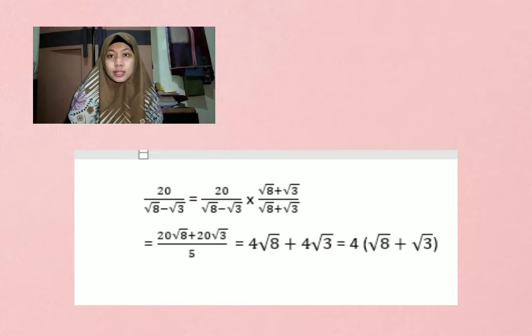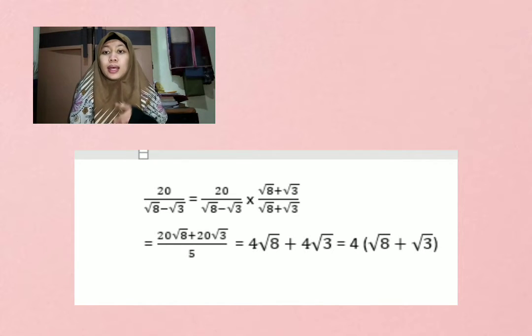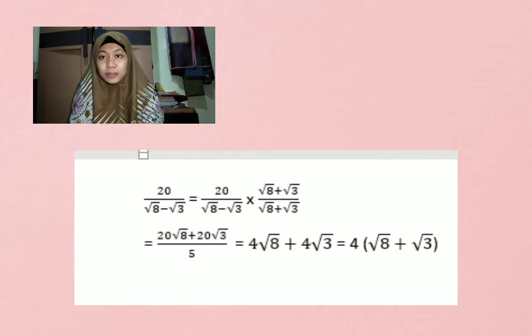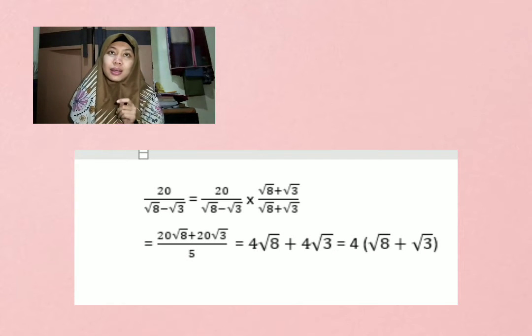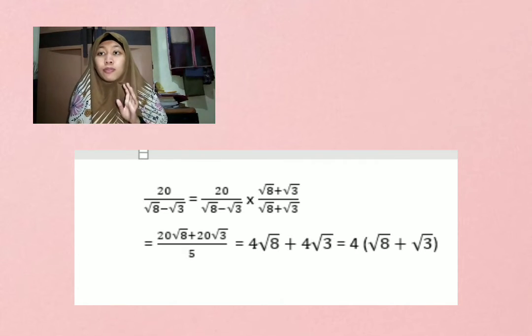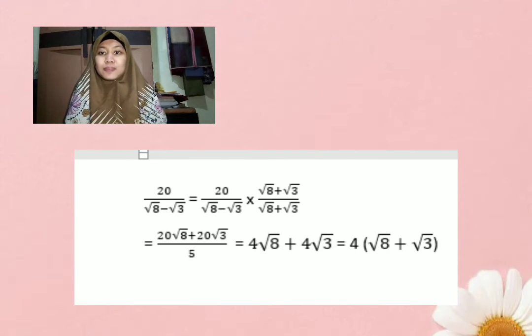Next, solutions about roots. Number 1: 20 over root of 8 minus root of 3 equals 20 over root of 8 minus root of 3 times root of 8 plus root of 3 over root of 8 plus root of 3 equals 20 root of 8 plus 20 root of 3 over 5 equals 4 root of 8 plus 4 root of 3 equals 4 times root of 8 plus root of 3 in parentheses, like that.